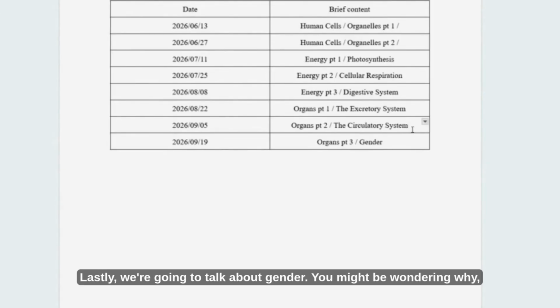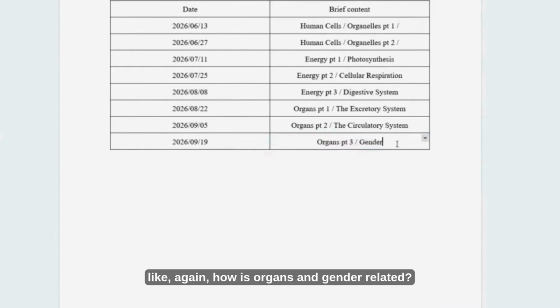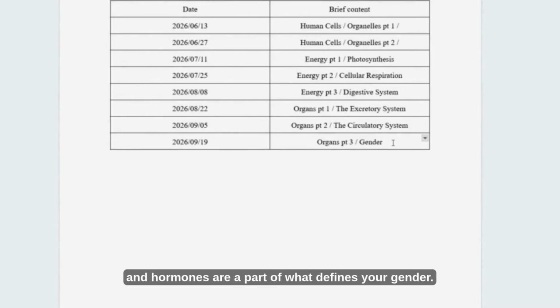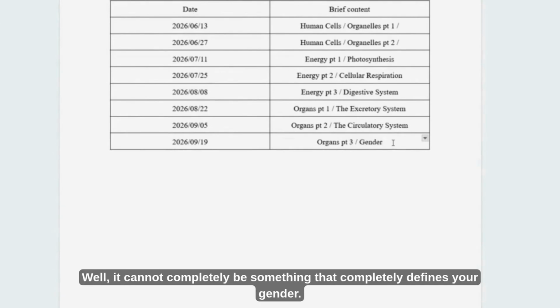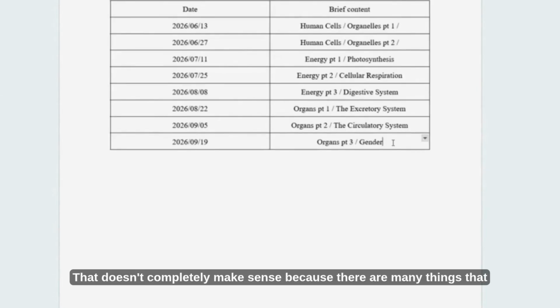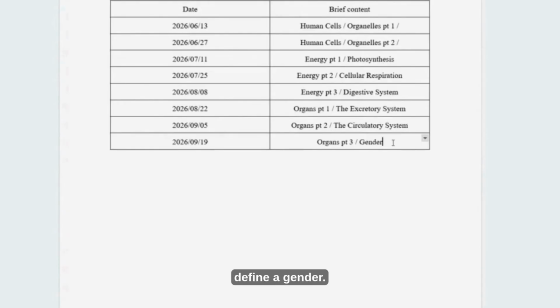Lastly, we're going to talk about gender. You might be wondering, what? Again, how are organs and gender related? It's related because there are some organs that secrete hormones, and hormones are a part of what defines your gender. While it cannot completely define your gender, like if you have more testosterone, you're a man, that doesn't completely make sense because there are many things that define a gender.